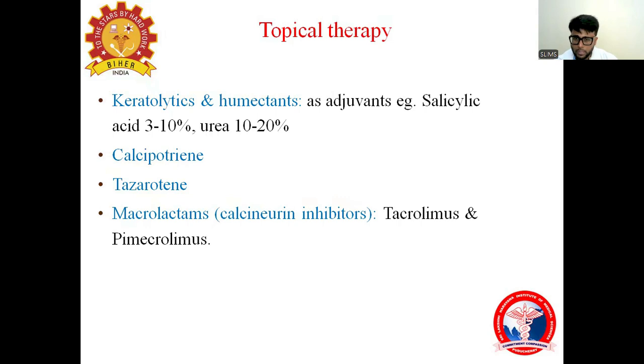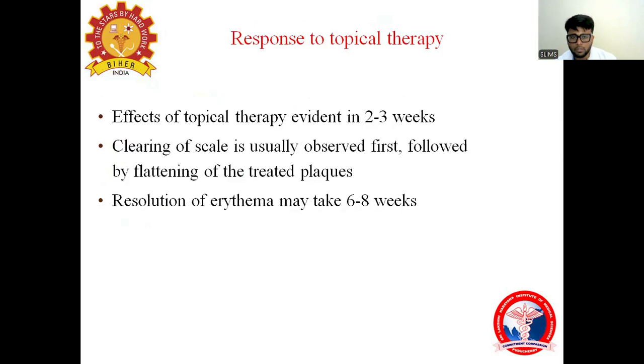So keratolytic agents, salicylic acid, urea can be given. And vitamin D analogs like calcipotriol can be given. Acitretin, it's a retinoid, 2nd generation retinoid for psoriasis. Okay, and calcineurin inhibitors, tacrolimus, pimecrolimus can be given.